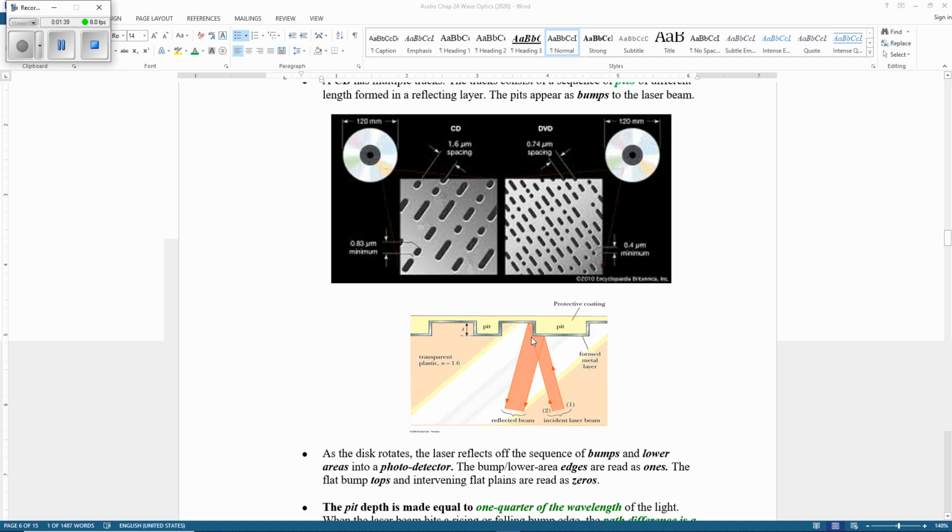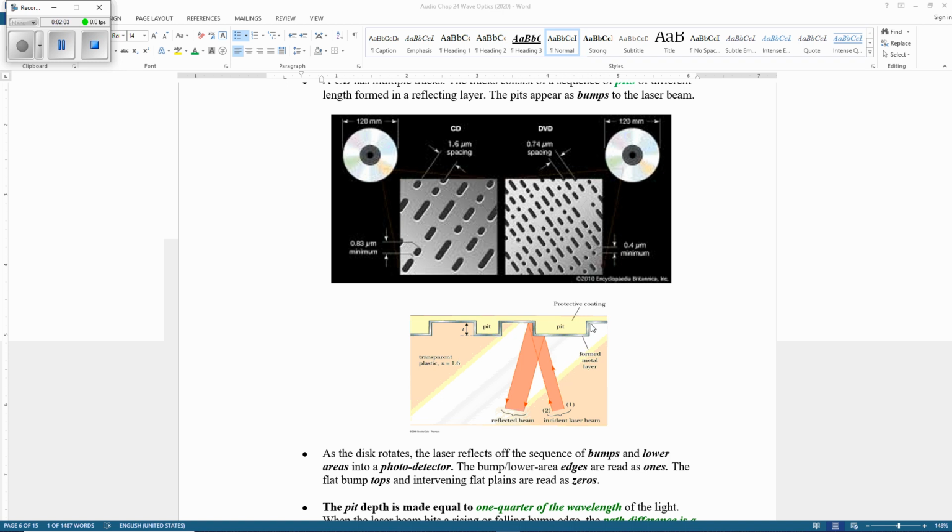Okay, let's see how it works. Now see this part is moving, this part moving. See the pits. From here to there, this distance exactly equals 1/4 of the wavelength of the light.